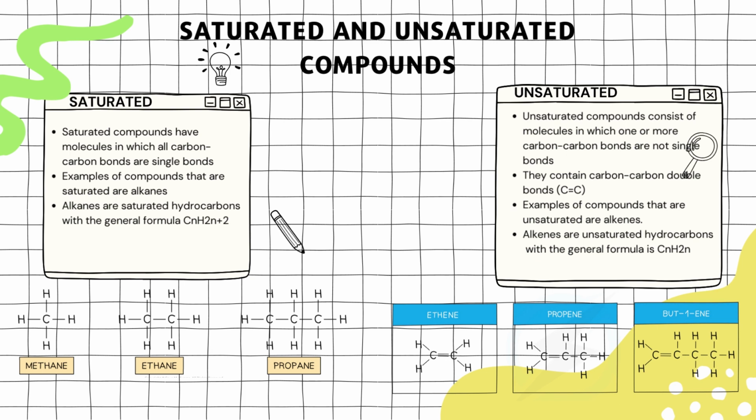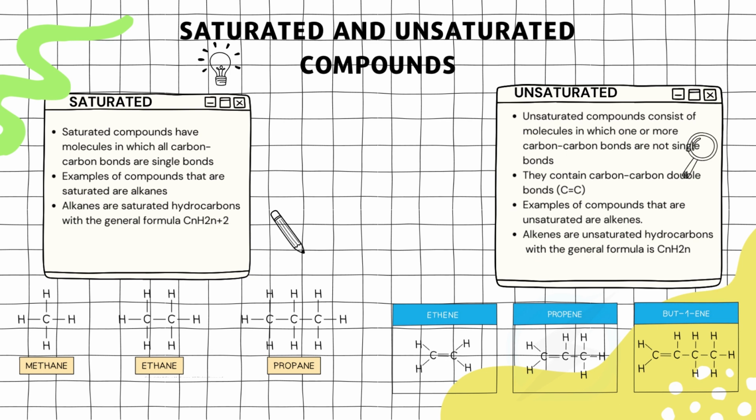Unsaturated compounds consist of molecules which have one or more carbon-carbon bonds that are not singly bonded. So this can be double bonds like alkenes or triple bonds like alkynes. The general formula of alkenes is CnH2n. We have examples here: methane, ethane, propane for saturated.